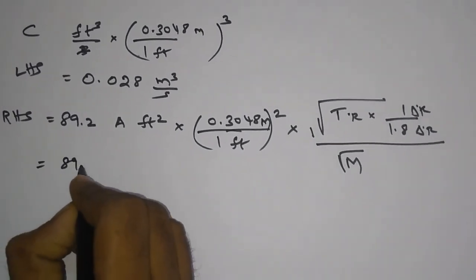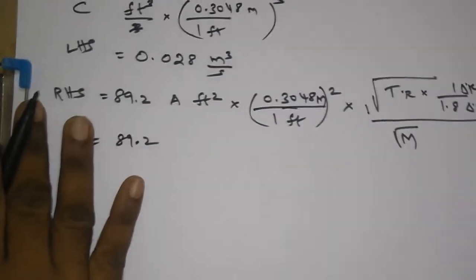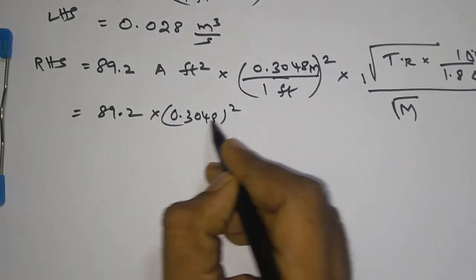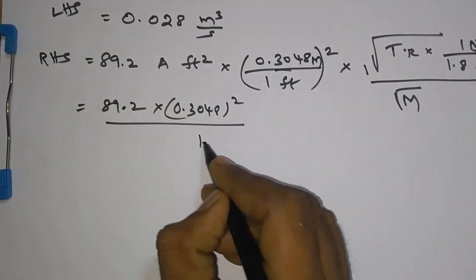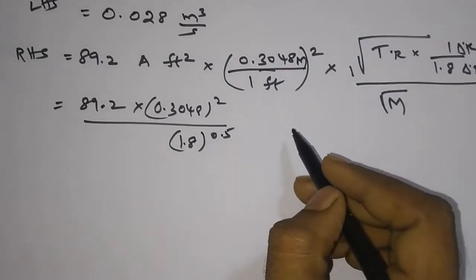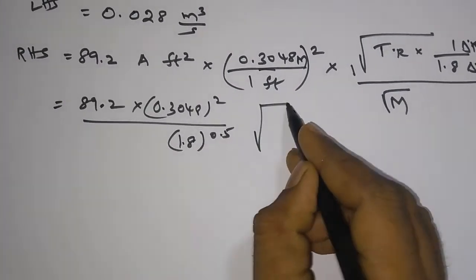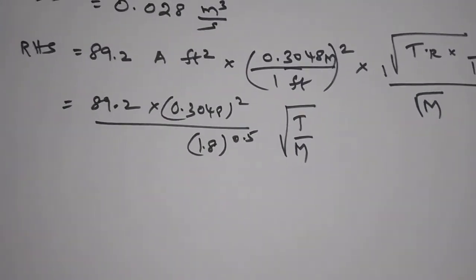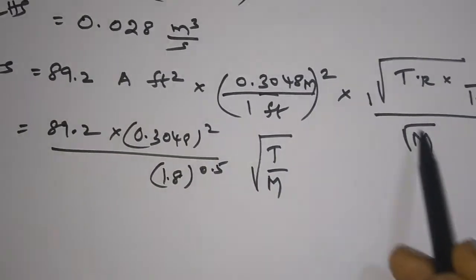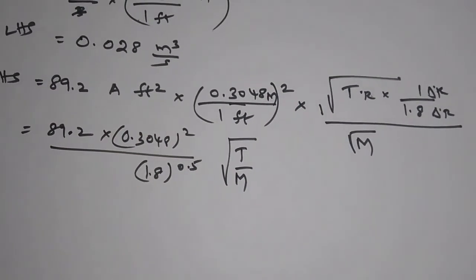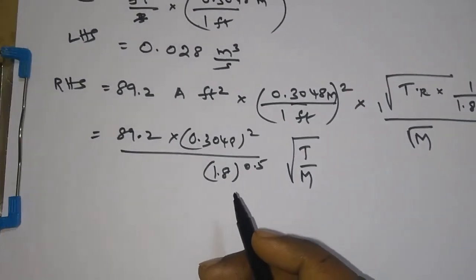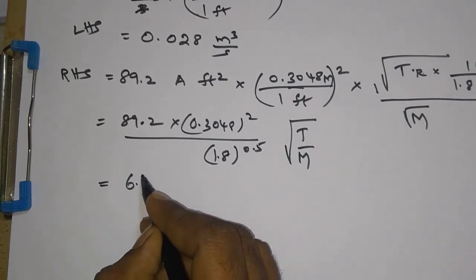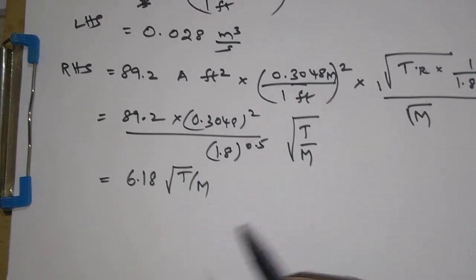To 89.2 into 0.3048 square divided by 1.8 power 0.5 into square root of t. See, here this feet square will get cancelled, Rankine gets cancelled to get Kelvin. So what is the final value we get? Is equal to 6.18 square root of t by m.